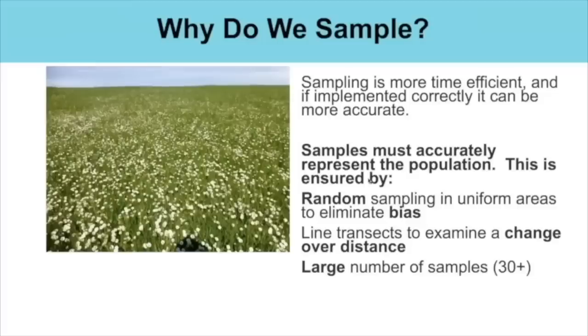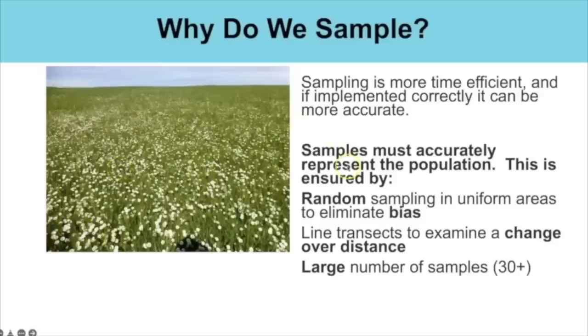So if we think about sampling, first of all, why do we have to sample? Well, if you were asked to work out how many daisies there were in this field, you would have to do sampling rather than count every individual one. It's more time efficient and you're actually more likely to get an accurate answer because you'd probably miscount if you had to count all of those.